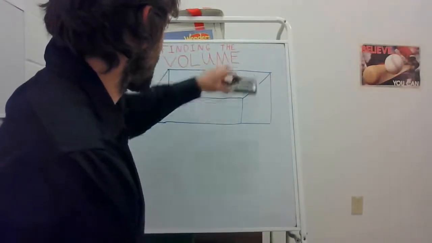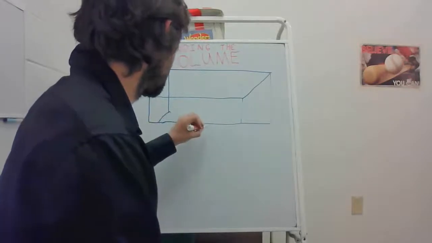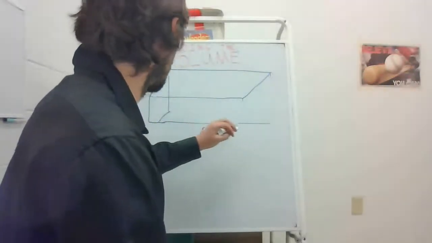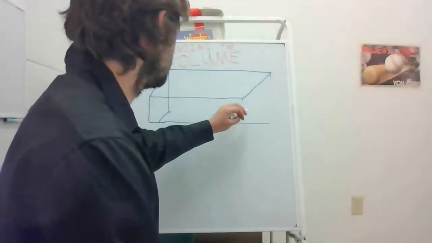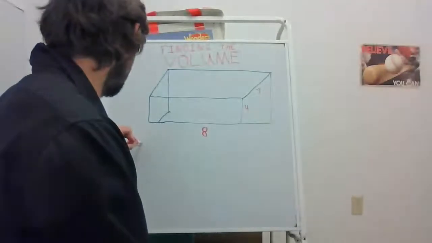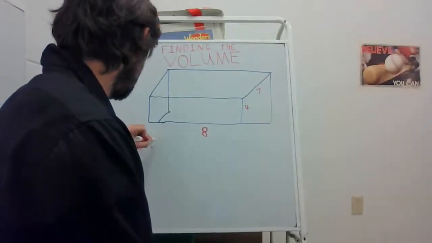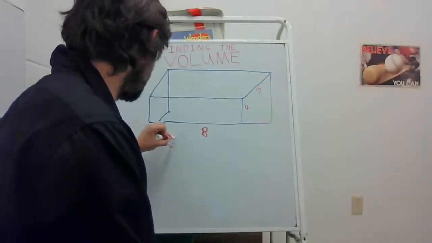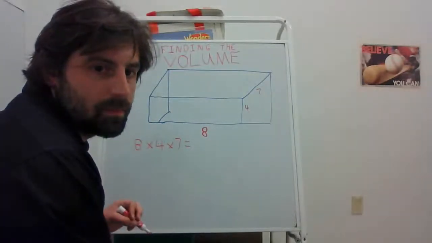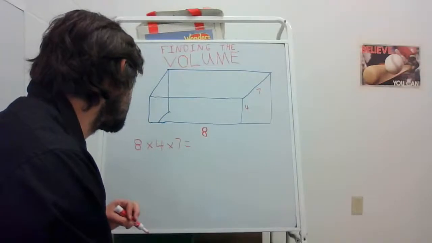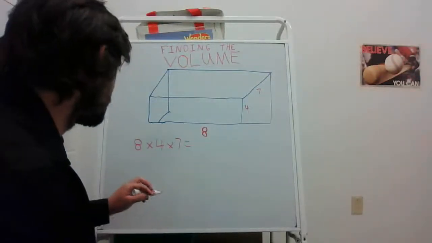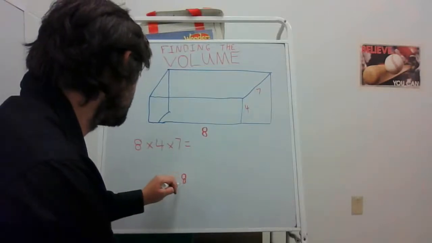Obviously, this isn't drawn to scale, but let's just say the length is 8, the width is 4, and the height is 7. 8 times 4 times 7. So we got to multiply the length times the width times the height. We got to multiply 8 times 4 times 7. So we're going to start out just by multiplying 8 times 4.